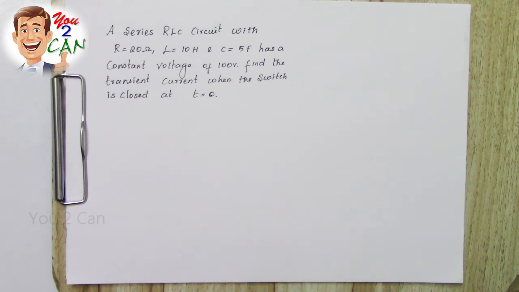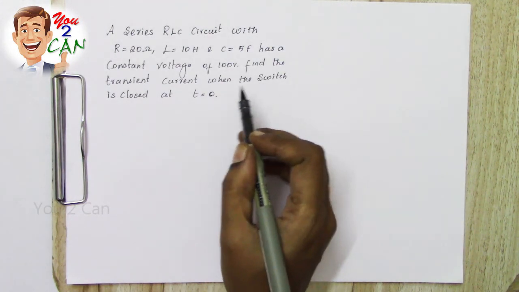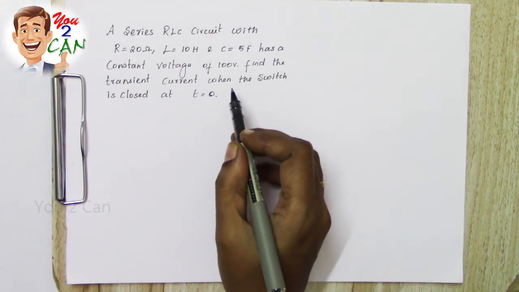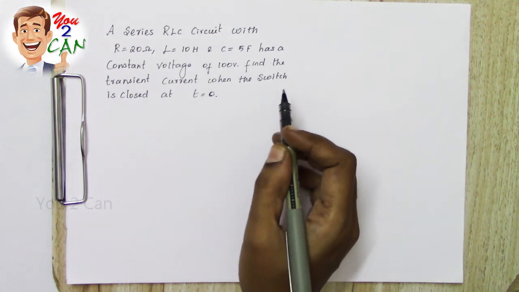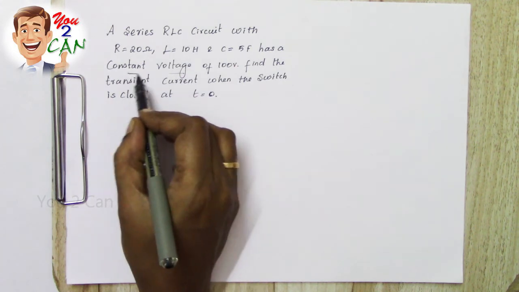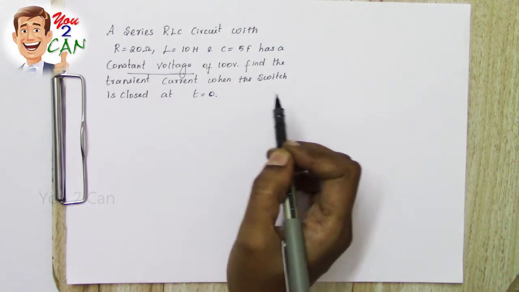So we have already seen DC transients in RLC circuit and also seen a problem that is the underdamped case. Okay, now let us see another problem. A series RLC circuit with R equal to 20 ohm, L equal to 10 henry and C equal to 5 farad has a constant voltage of 100 volt, that is DC transients. You have to find the transient current when the switch is closed at t equal to 0.